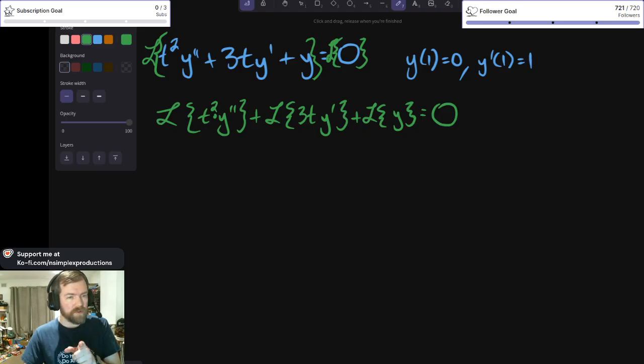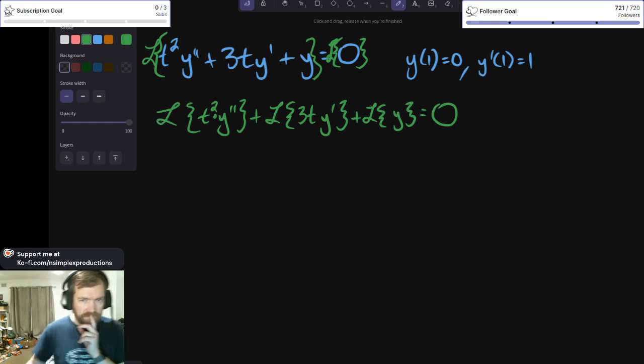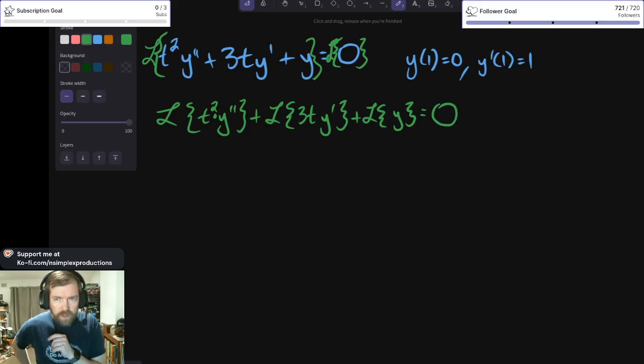There we go. Laplace transformation of a product is not the product of the transformations. So, we do have to be careful with this. Okay, convolution. Have to use a different type of product.